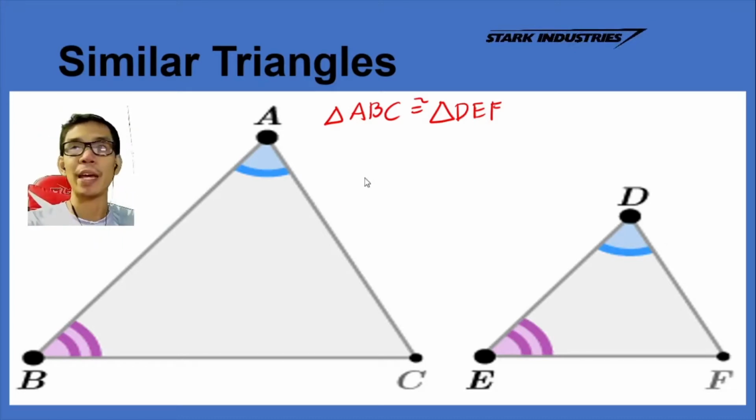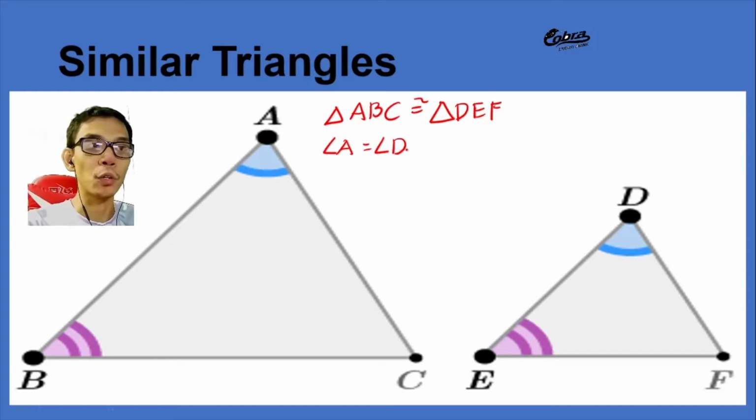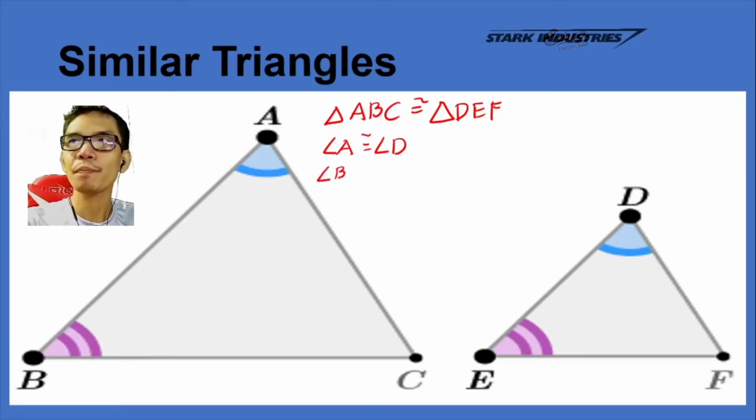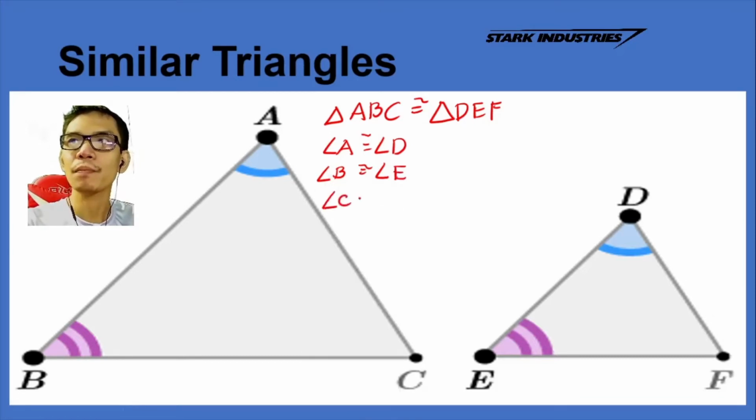The first one is by angle. By looking at the angles of this triangle, we can prove that these triangles are the same. For example, we have angle A and angle D are the same, so they are congruent to each other. Next one, angle B is also congruent to angle E. And finally, angle C is congruent to angle F.